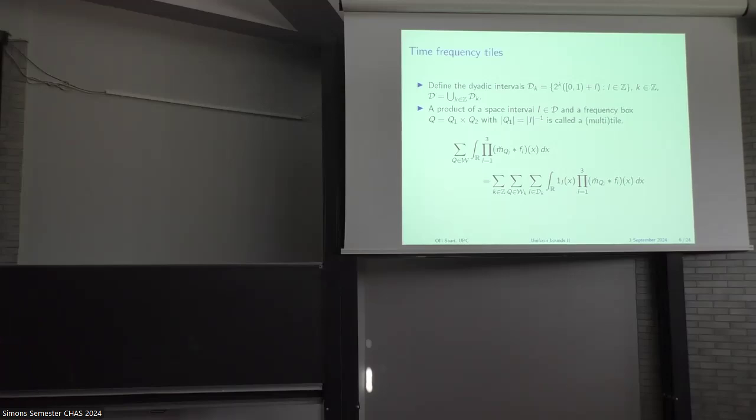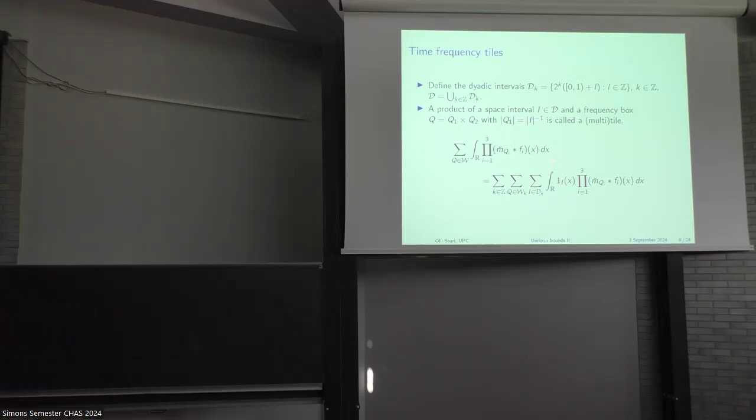I will use these words interchangeably, but time should refer to the product I cross Q1 or I cross Q2, and multitime would be the product of the three. But it will always be clear from the context which of the things we mean.